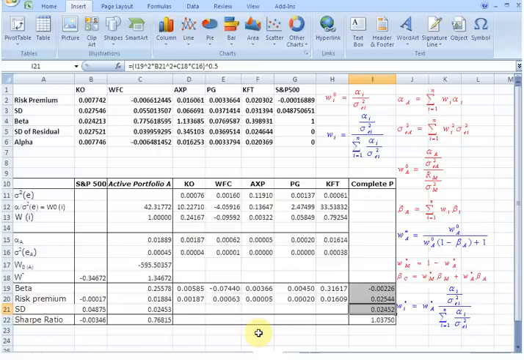But well, this is not where we talk about the Black-Litterman model, because that would need a separate video or two.